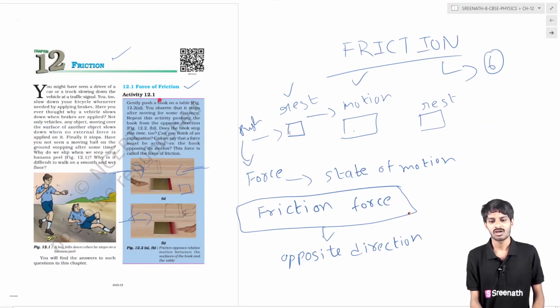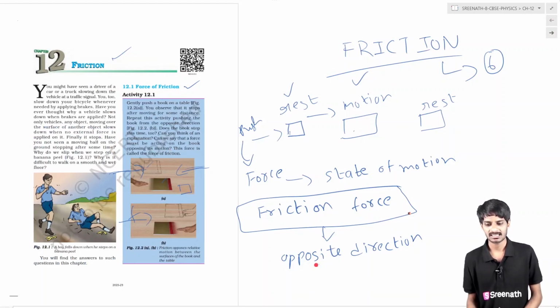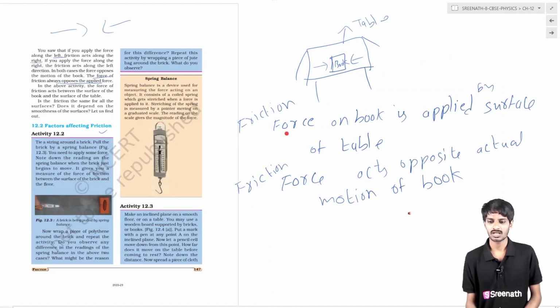What is the chapter name? Friction, force of friction. How will friction act? Friction always acts in the opposite direction. Frictional force acts in the opposite direction, and friction acts in between two surfaces which are in contact. In this case the book is moving and the table is at rest, so the table is exerting the frictional force on the book. So frictional force acts between the two surfaces in contact, and it always acts in the opposite direction to the actual motion. These are the two things you have to remember.